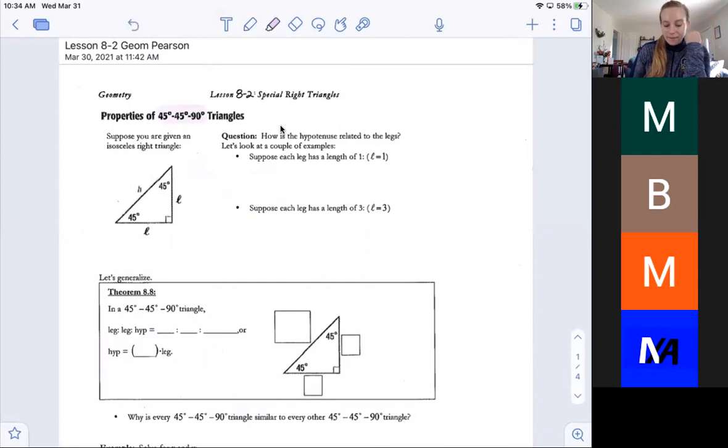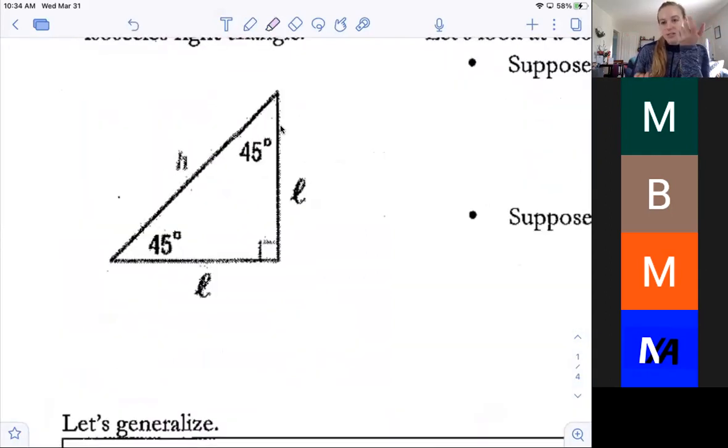When I say that, it means that I just listed the angles for you. The angles are 45 and 45 and 90. And there's something special about this triangle, how the sides all relate to each other.